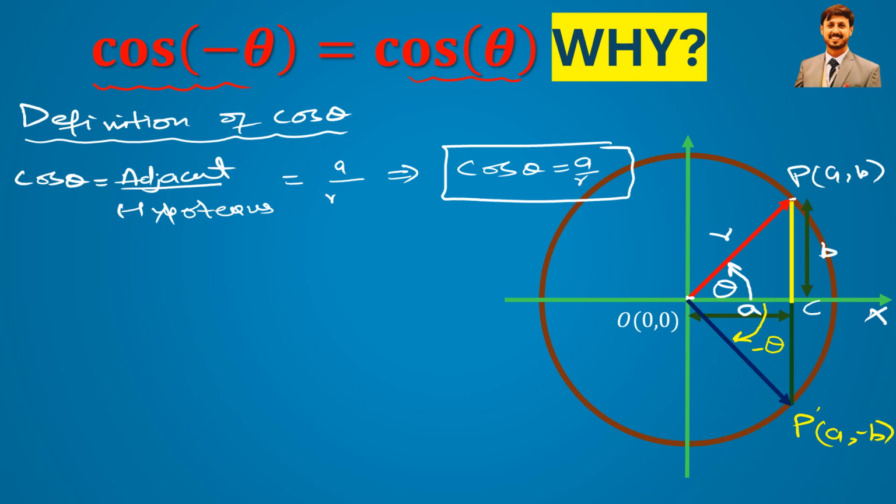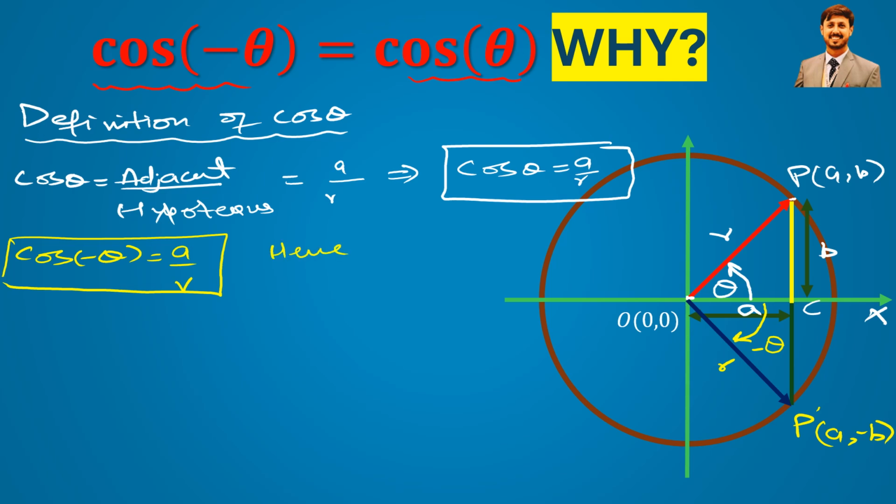Now applying the same definition of cos on this right triangle O, C, and P prime, cos of negative theta equals again the adjacent, which remains the same, A, divided by the hypotenuse, which is again the radius of the circle, O to P prime, that is R. So cos of negative theta equals A by R. Cos theta was already A by R, so they are both the same. Hence cos of negative theta equals cos of theta.